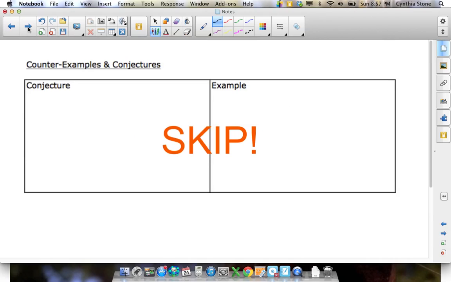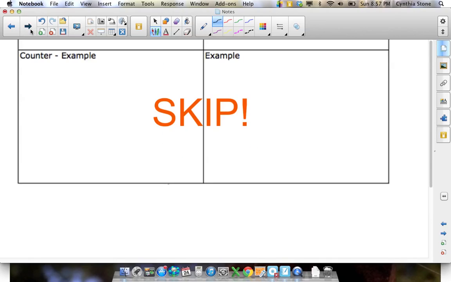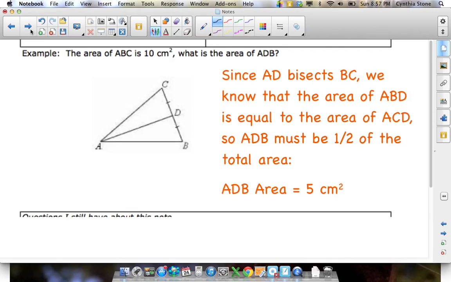We're going to skip this. Counterexamples and conjectures are not really that important, and we're just going to leave it alone. Okay, so just one little example using one of the rules that we did, and then you can do the practice problems in your assignment to see the other ones in action.